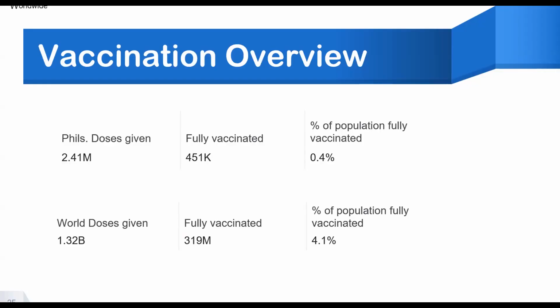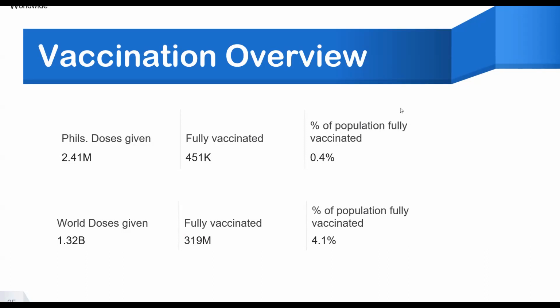Okay, in the Philippines, this is the latest data. As of May 9, the Philippine given dosage is 2.41 million. And then fully vaccinated, ito yung given dose. Ito pa yung isang dose pa lang sila given. Ito yung fully vaccinated, 2 dose na. Either Moderna, Astrazeneca, or Sinovac.